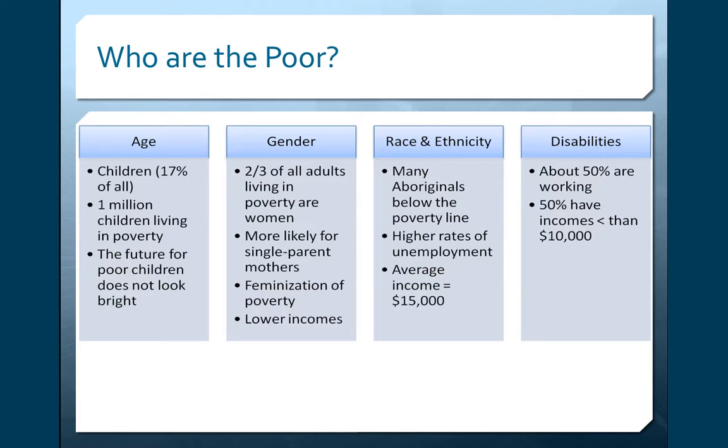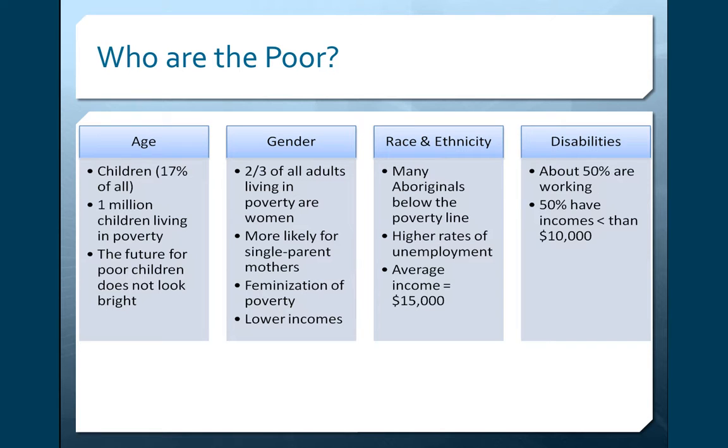You look at gender, two-thirds of all adults living in poverty are women. The feminization of poverty is a trend in which women are disproportionately represented among people living in poverty. You look at race and ethnicity and disabilities, and you find where the bulk of what we would describe as our poor, as far as the demographics are concerned.